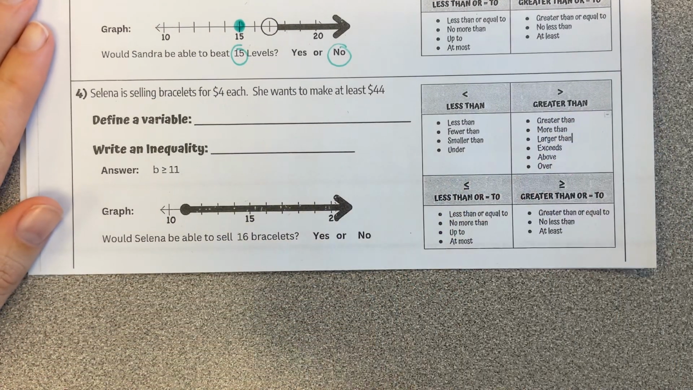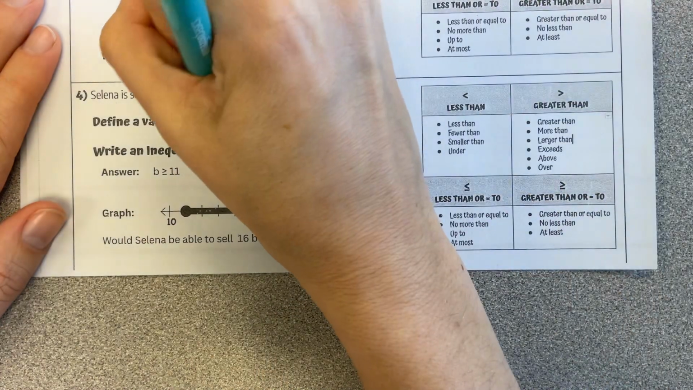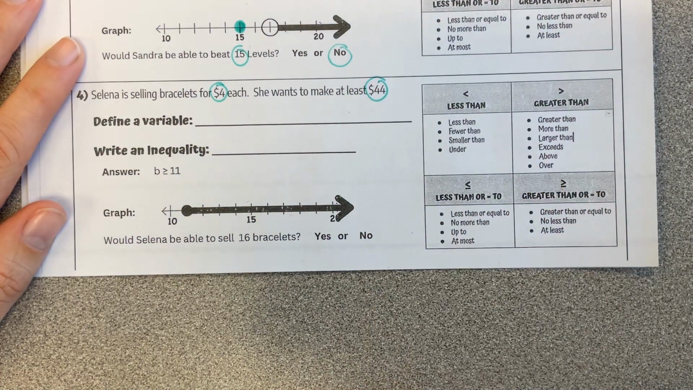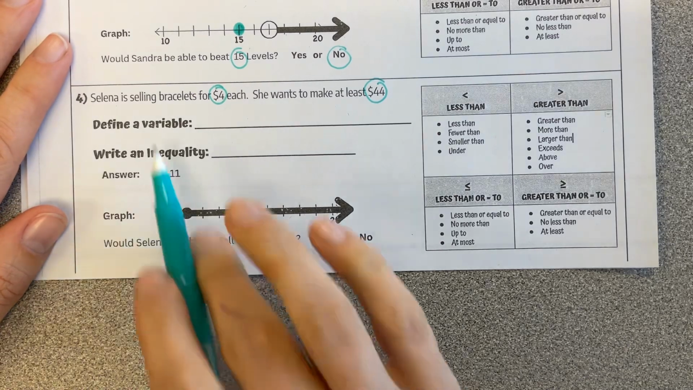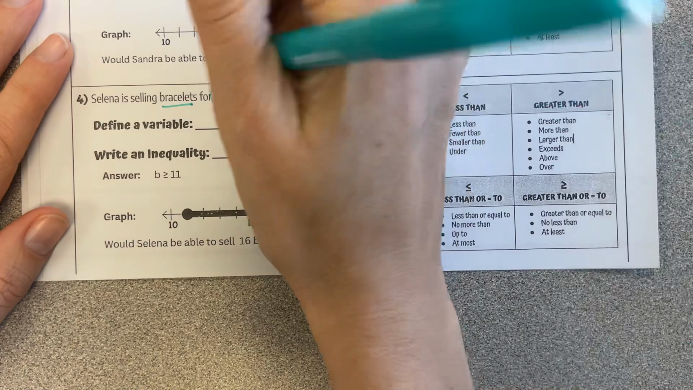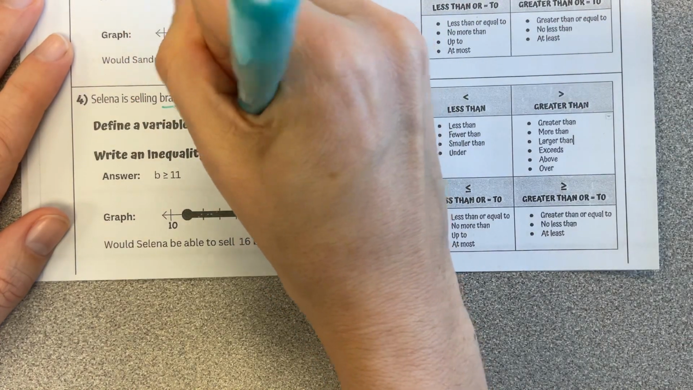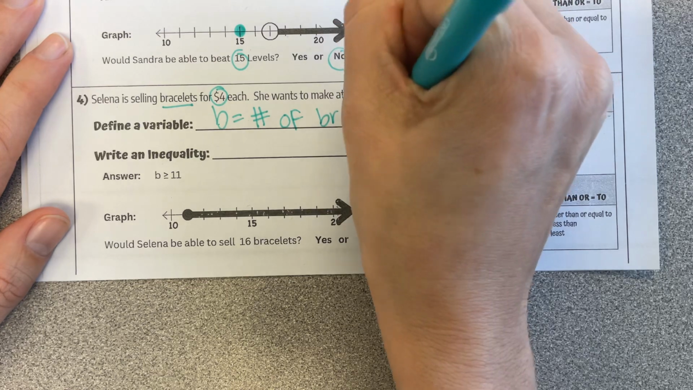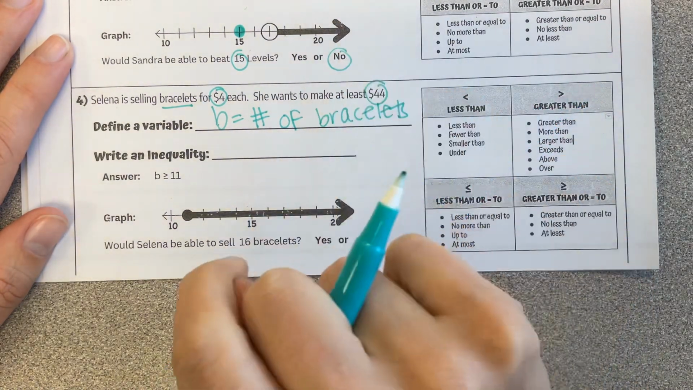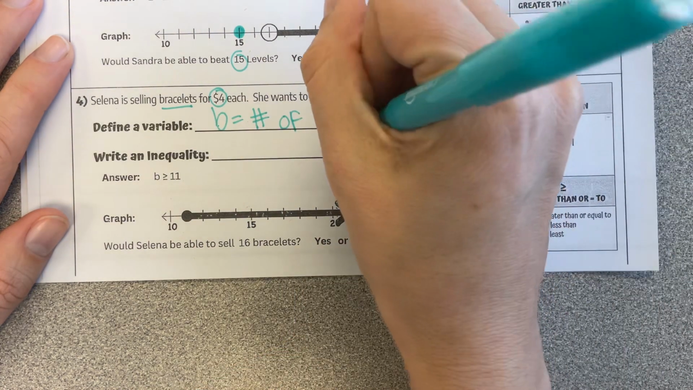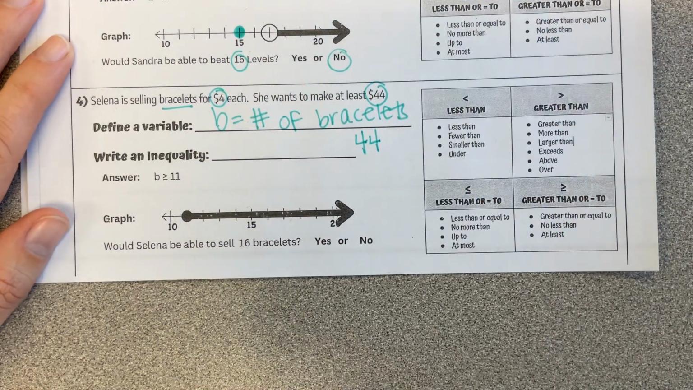All right, last one. Selena is selling bracelets for $4 each. She wants to make at least $44. So there's not a question here, but what are we talking about? She's selling bracelets. So I'm going to say B equals the number of bracelets. I'm going to do this like the last one where I'm going to do the total first. So the total she wants to make is 44, so I'm going to put that at the end.